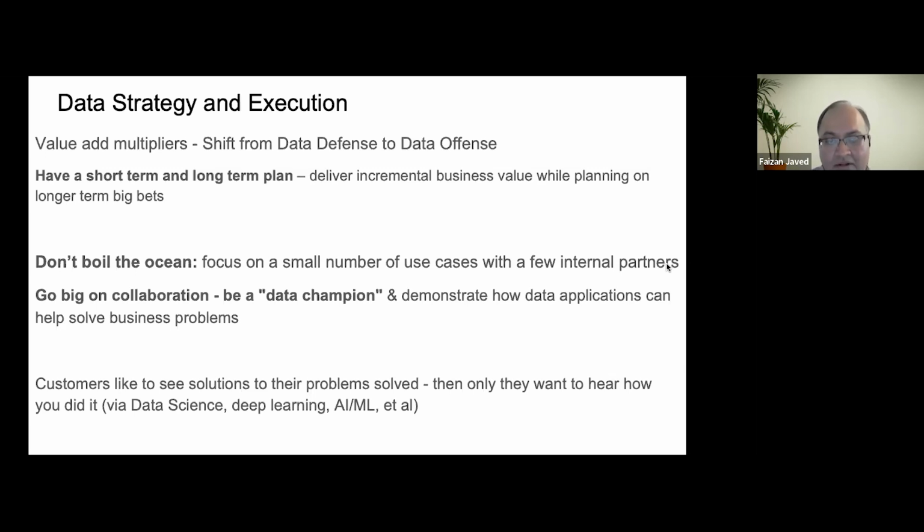That's really important. This is because for any customers, for any domain, for any business, customers like to see their value, their problems being solved. They don't really care about the technology, right? They want to see the problem solved, and they will only be willing to hear about how you did it, whether it's via deep learning or machine learning, after you have solved the problems, right? Which is why focusing on data value delivery is so important. Whether you have internal customers or external customers, they want to see their problems being solved, and then they're willing to hear about how you did it, right? So extremely important for strategy and execution.